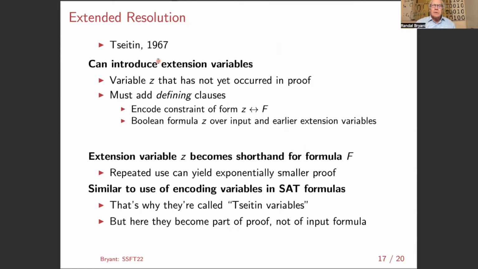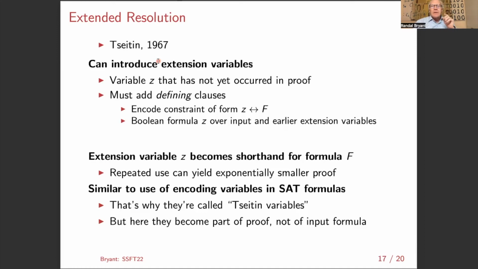proofs. The good news is that by one little tiny tweak in resolution, we can come up with a much more powerful framework that's called extended resolution. And this is due to a Russian logician named Gregory Tseitin, who did this work only 2 years after Robinson's work. And that's the origin of the name Tseitin variable, by the way.